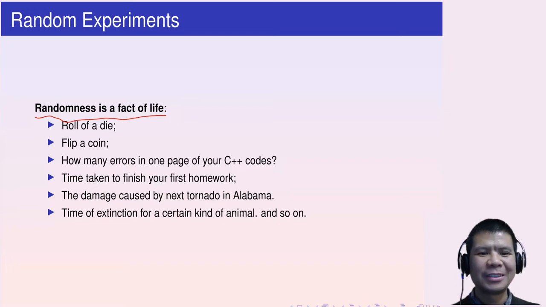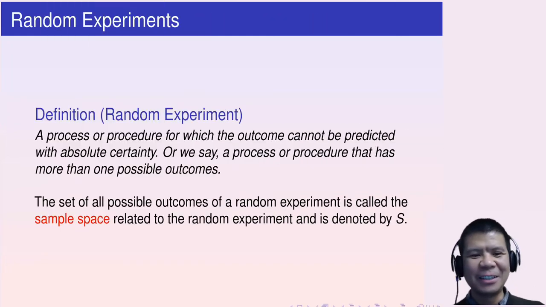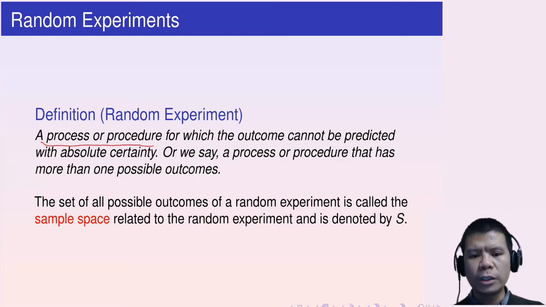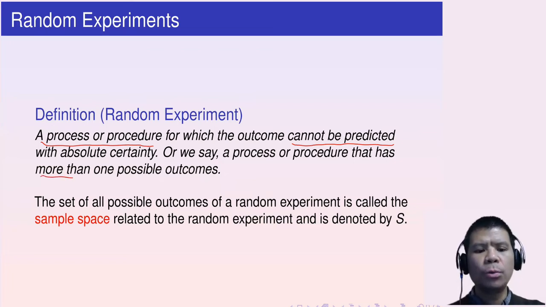Okay, very good. Now, let's consider this definition, the so-called random experiment. What is a random experiment? A random experiment is a process or procedure for which the outcome cannot be predicted with absolute certainty. Or we say a process or procedure that has more than one possible outcome.